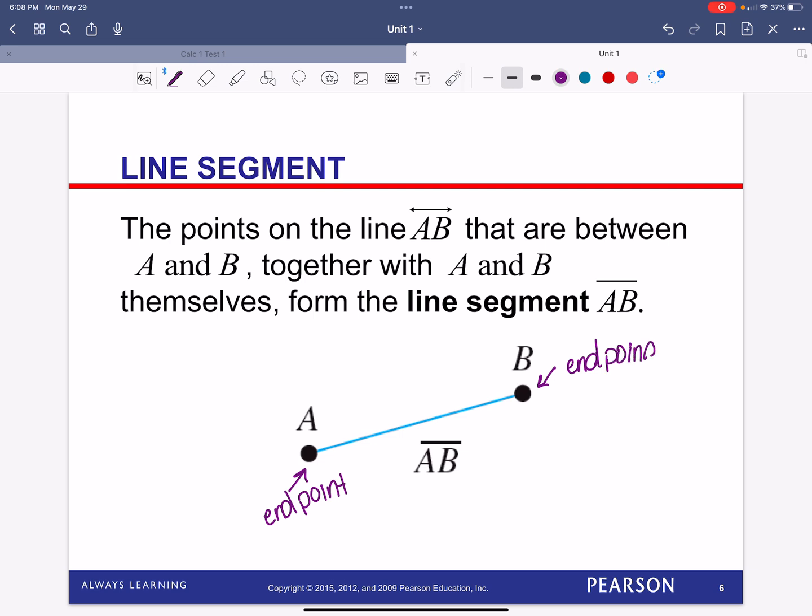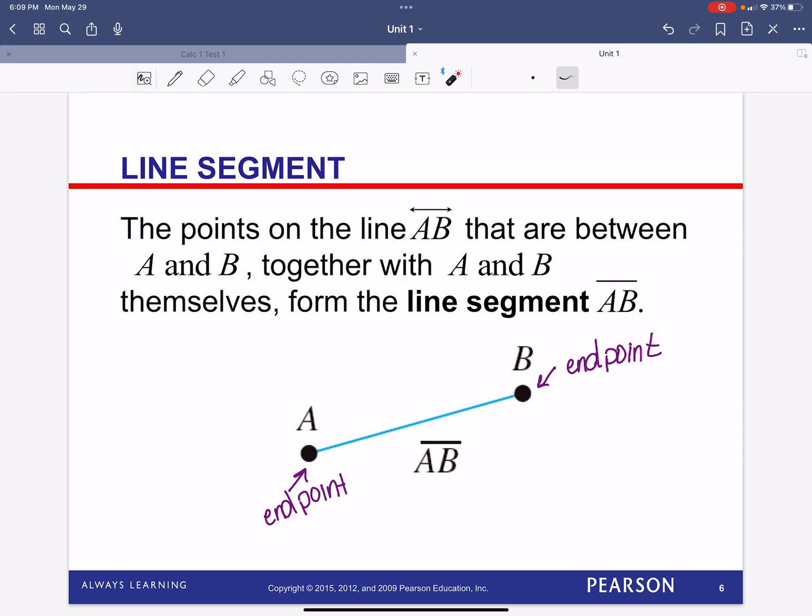The way that you name a line segment is you have your 2 letters that are the beginning and the end of your line segment, and then you have a line above it. Notice when we were naming the line, it would have arrows on each end, but because we're only talking about a line segment, we just have that straight line on top of it. That's how we would name a line segment.